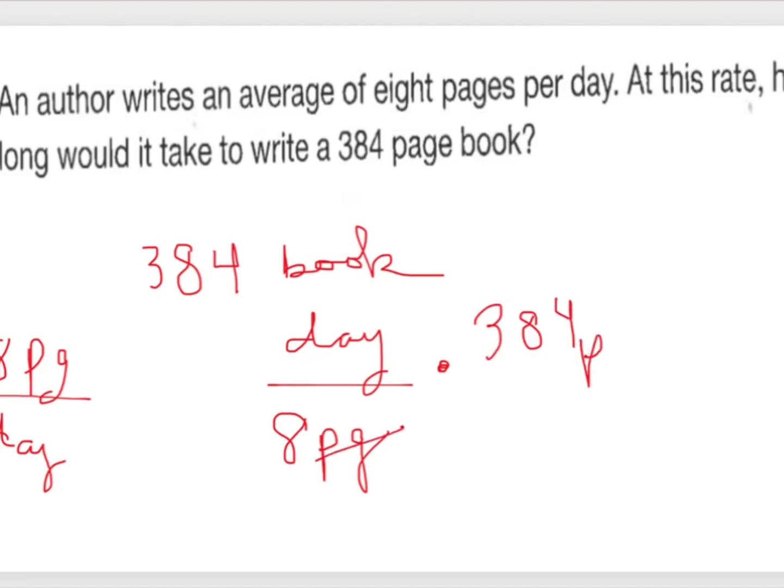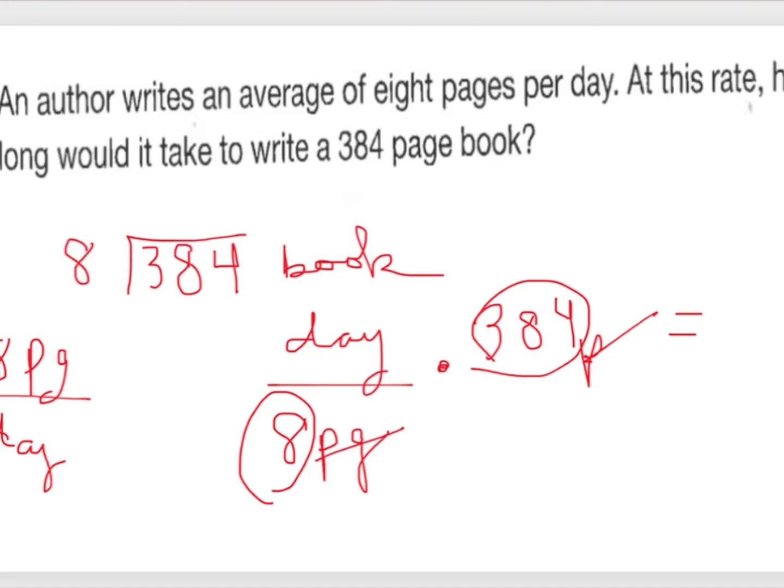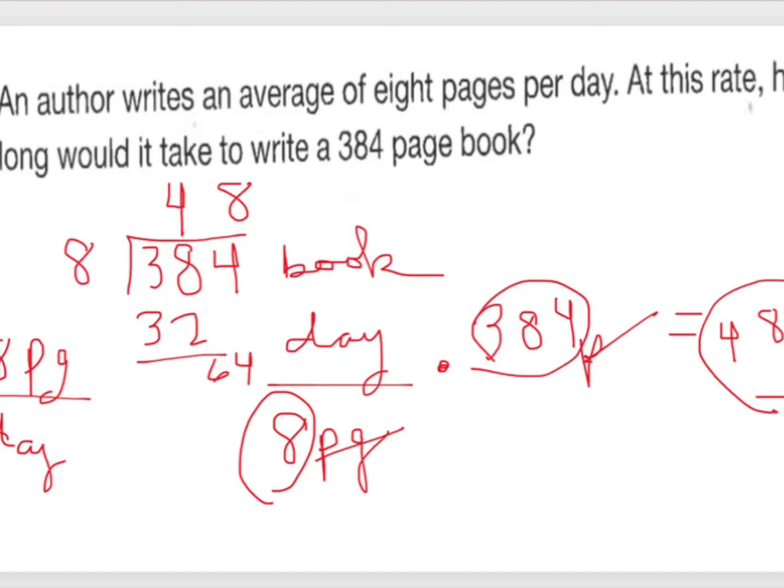Now pages is going to cancel pages because I set it up right. To find the number of days, I will divide 384 by 8 because 8's on the bottom. And you knew that's what we were going to do, didn't you? So 8 goes into 32 4 times. 4 times 8 is 32. Subtract and get 0, and then pull down your 4. 8 into 64 is 8. That's going to take 48 days of writing.